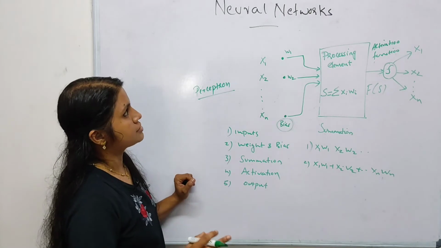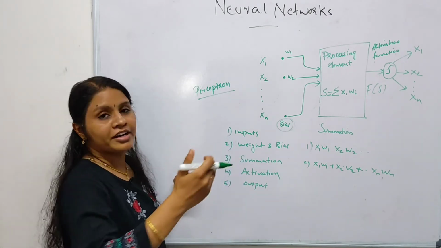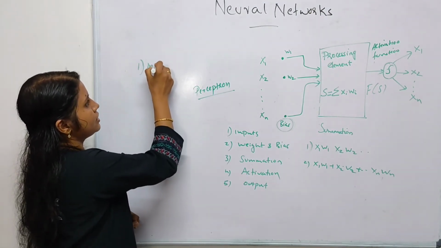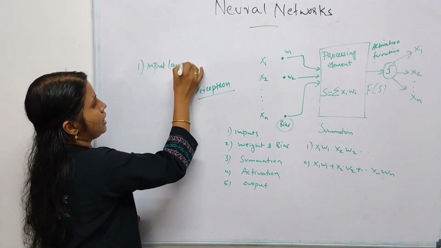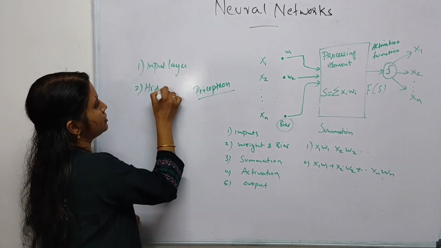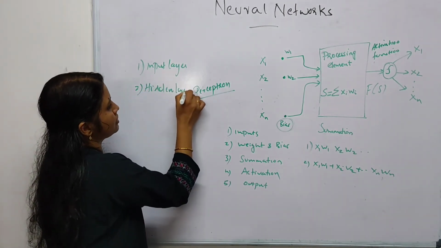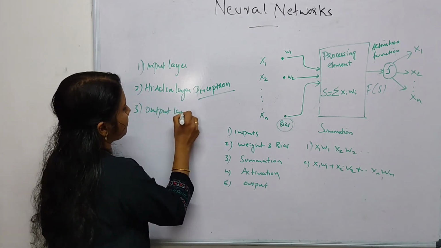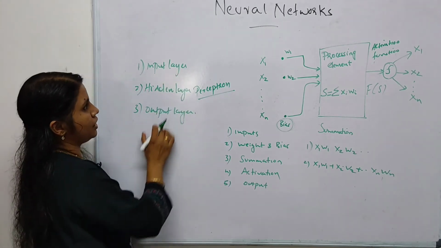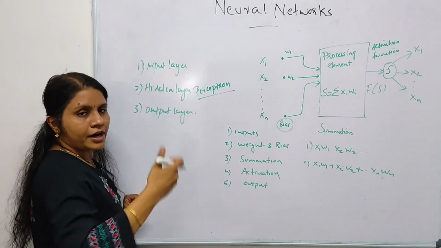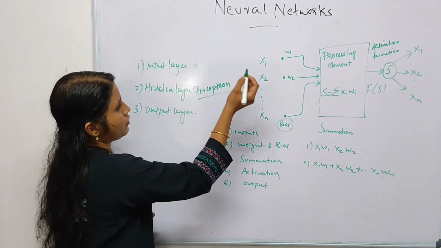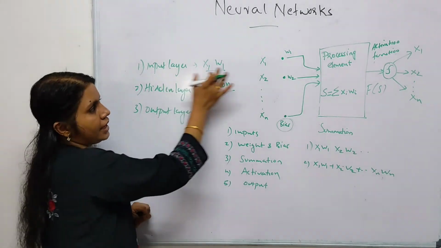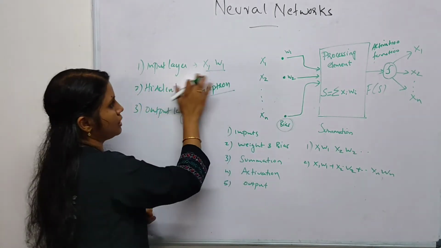One more point is that the neural network is divided into three layers. The first is the input layer, the second is the hidden layer, and the third is the output layer. In the input layer, we are providing the input, that is x1 w1, x2 w2. These come under the input layer.